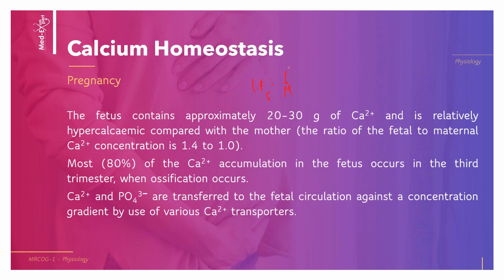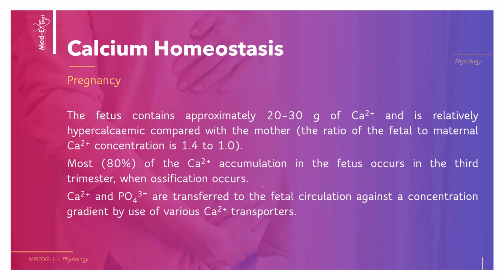That's why when calcium is transferred from the mother to the fetus, it's against a concentration gradient, because here the concentration of calcium is higher than the concentration of calcium in the mother. So this will require energy and transport protein. So it's a form of active transport. Calcium is transported by carrier protein and energy from the mother to the fetus. Most of the calcium accumulation in the fetus will occur in the third trimester when ossification occurs.